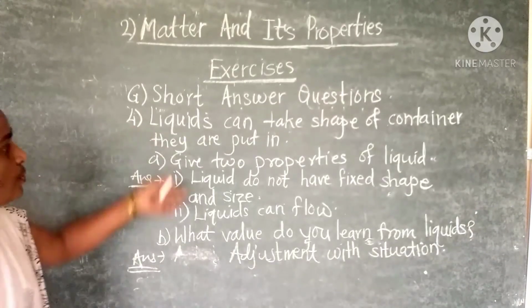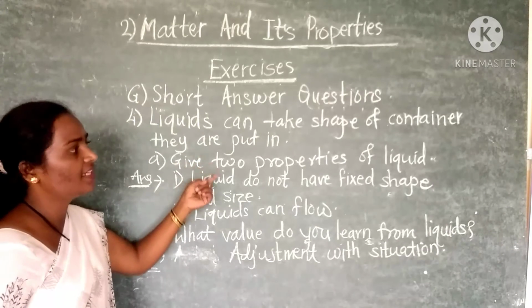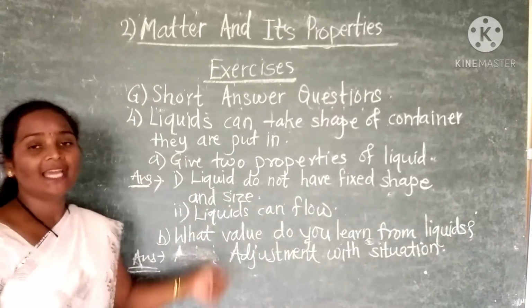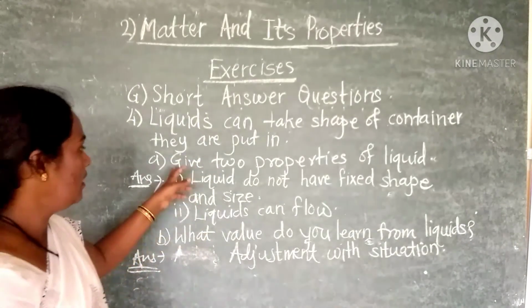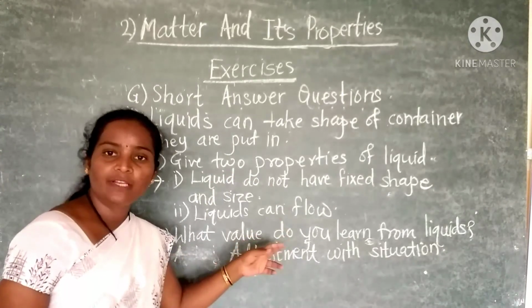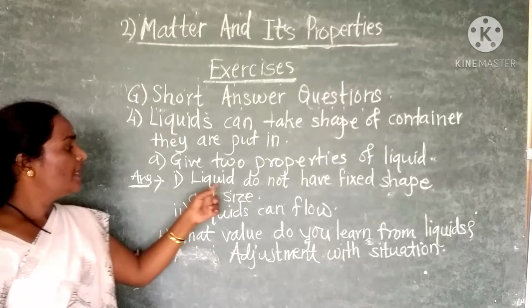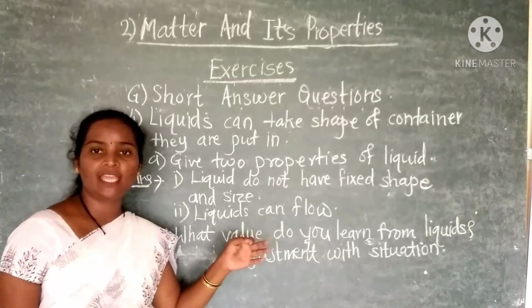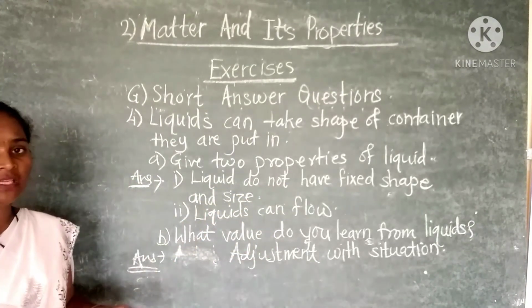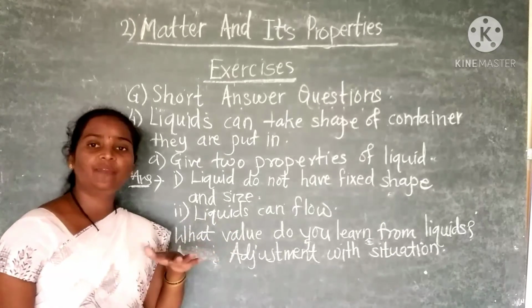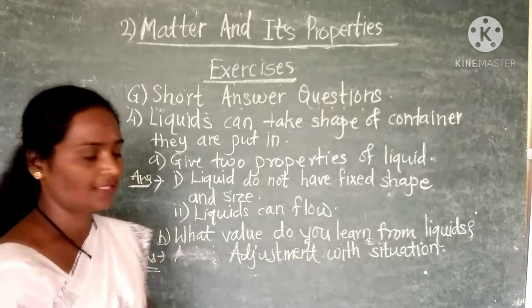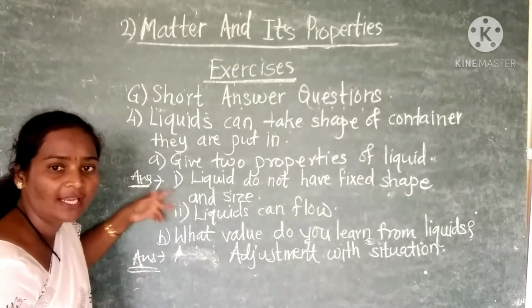Your fourth question is that liquids can take shape of container they are put in. A. Give two properties of liquids. First, answer I have written here. First, liquids do not have fixed shape and size. Second property, liquids can flow. Yes, these are the properties of liquid.